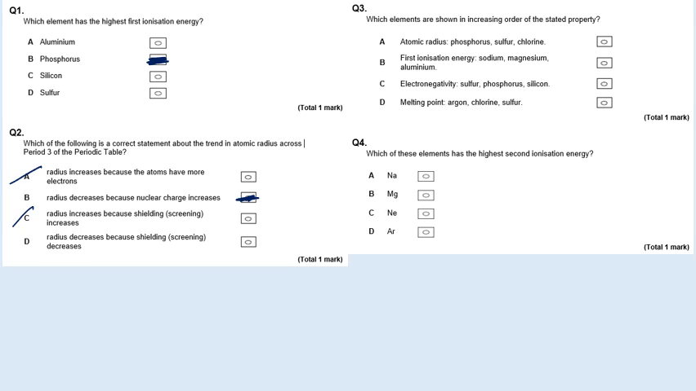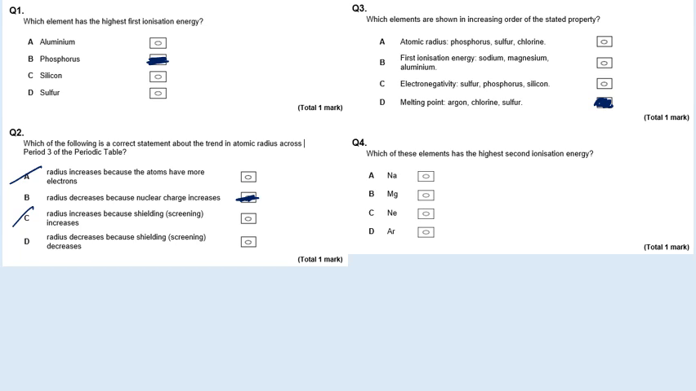Question 3. Which of the elements are shown in increasing order of the stated property? So I'm going to give you the answer here. The answer is D. Hopefully you can see the explanations for that. I'm not going to go through each one, that's going to take too long to go through those three. If you do need some help on that, then please ask. I'm happy to explain that if you need to.